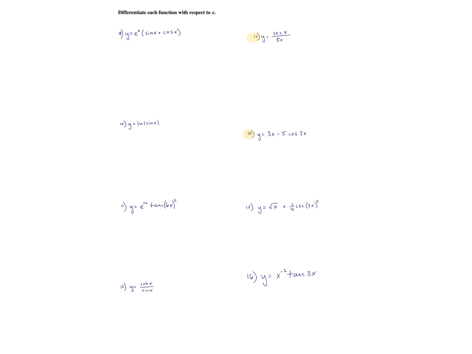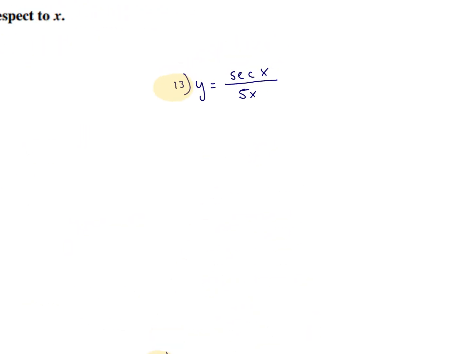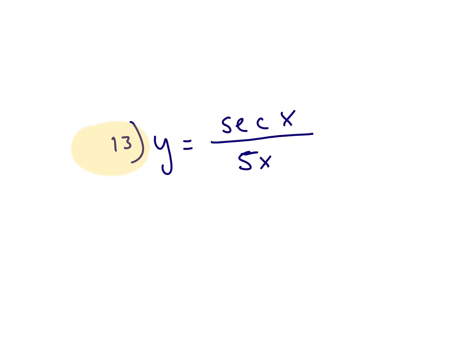So starting with 13, you guys had a question similar to this on the quiz. So this is just find the derivative. We could either move the 5x to the top and make it 5x to the power of -1, and then use the product rule. I'm going to leave it like this and just use the quotient rule. So you could do it either way.